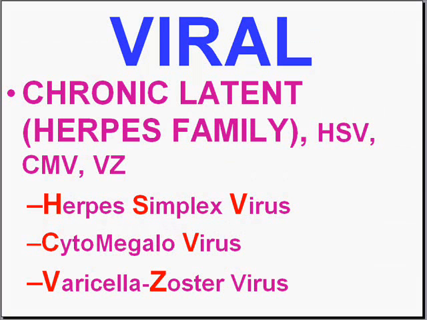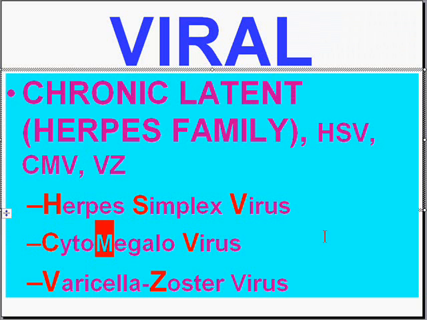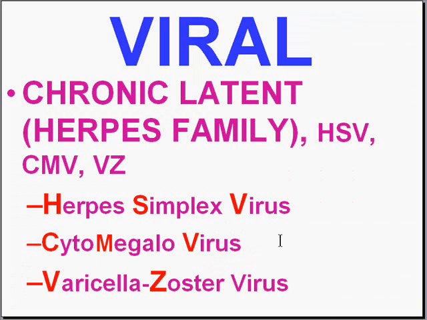Let's talk about the chronic latent viral infections as the second category, of which the herpes family is the main classification. You have herpes simplex virus, CMV, also in the viral family. I think I'll make that little M red if I possibly can. And we have the varicella zoster virus, also in the herpes virus family, causing a chronic latent pattern of infection, which means clinically it may resolve, but it may come back and go away and come back years later, come back when the immunity is down, come back when the patient is immunosuppressed.